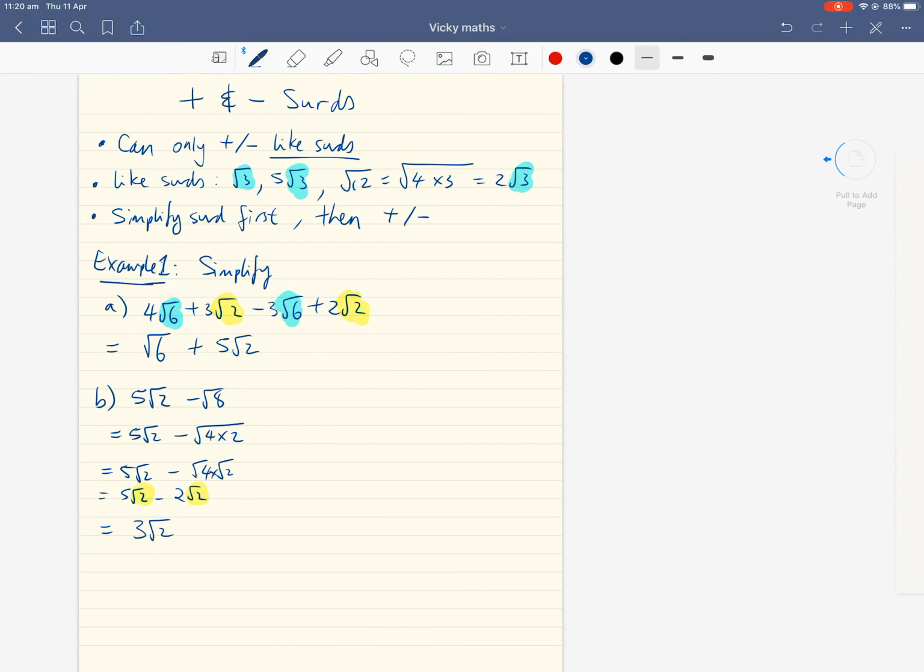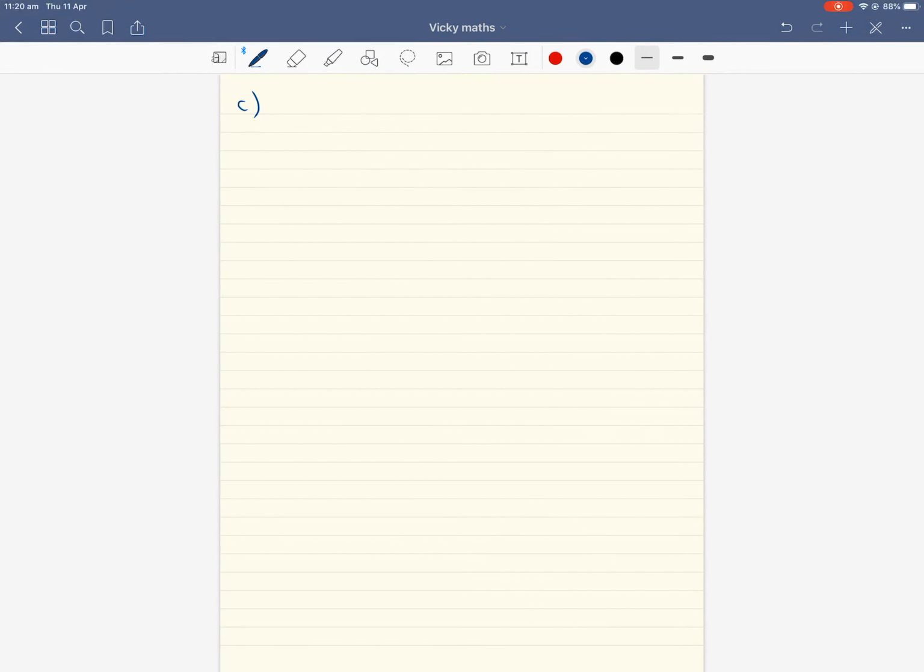Let's do another one. Part C, 2 root 5 minus 3 root 20. So again, let's check. Can we first simplify our surds? 2 root 5, root 5, I can't do anything more to it, but the root 20 I can, because 20 is 4 times 5. So that gives me 2 root 5 minus 3 lots of root 4 lots of root 5.